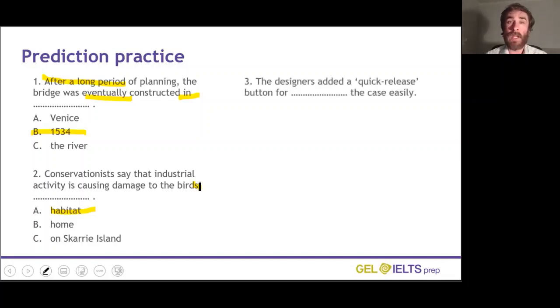3. The designers added a quick release button for gap the case easily. I'd like you to think about the grammatical form of the word that could go here. A, remove, B, removal, or C, removing. Look at the next question below this video and choose the correct option.